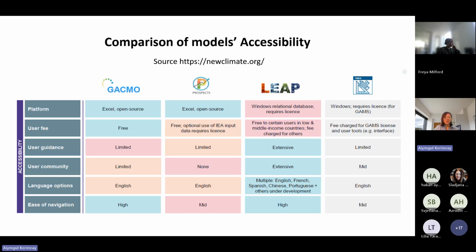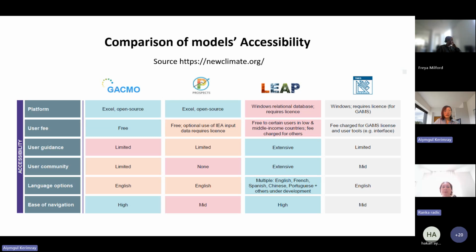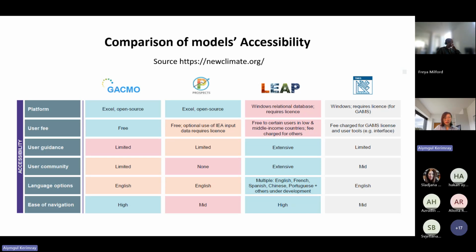In terms of ease of use and navigation, user friendliness, GASMO has a very simple interface, so it's just an Excel-based tool, so it's very easy to use GASMO. LEAP also has a very good user interface, so it's very intuitive to use LEAP.